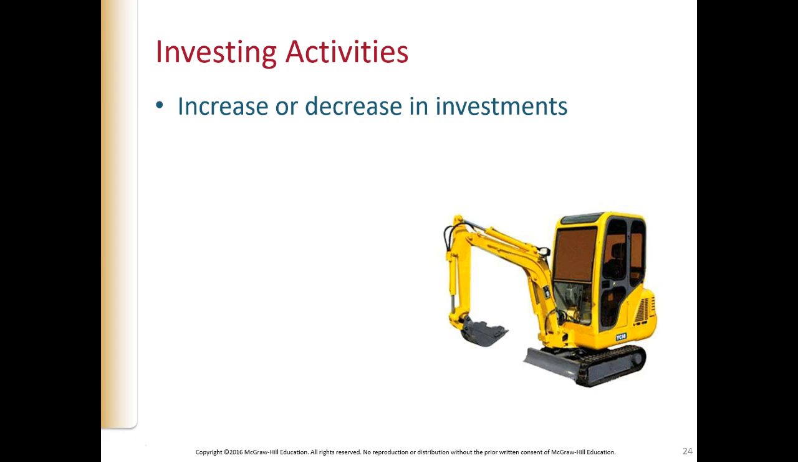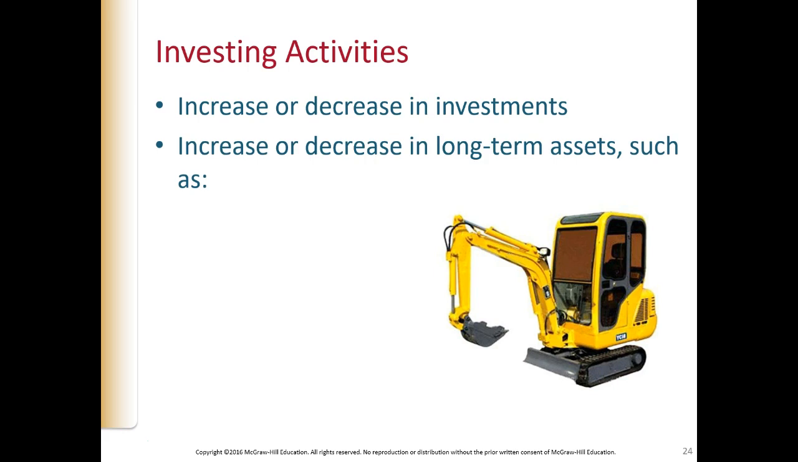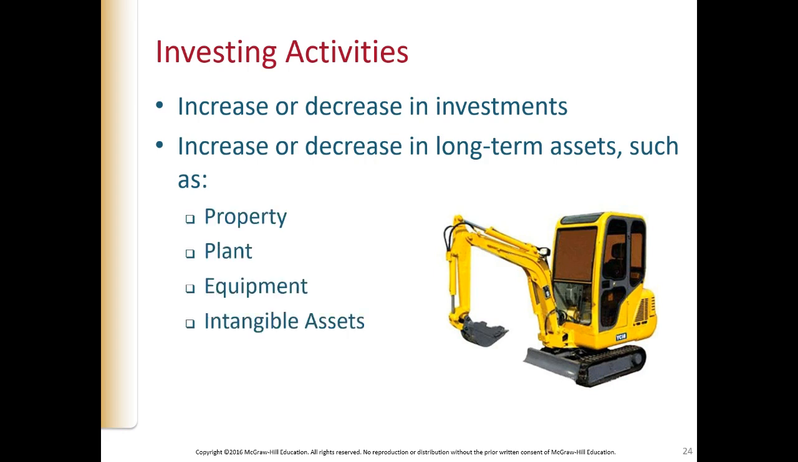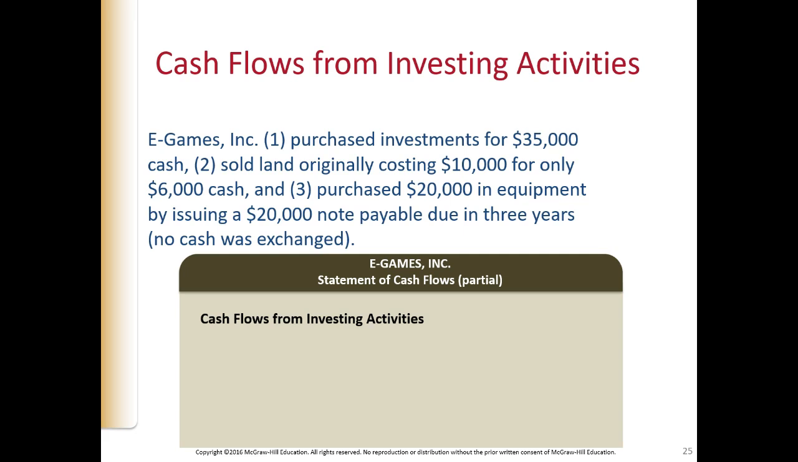Now let's talk about the investing activity area. We're looking for items such as property, plant, equipment, and other intangible assets. Did we buy some of these? Did we sell some of these during the year? In our example, we purchased investments of another company for $35,000 cash.